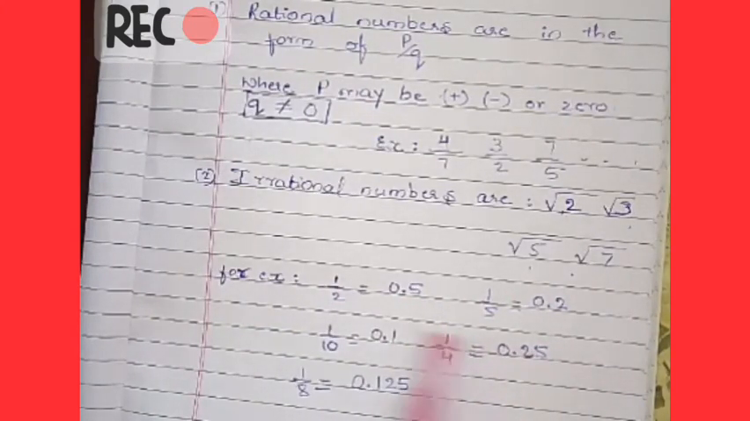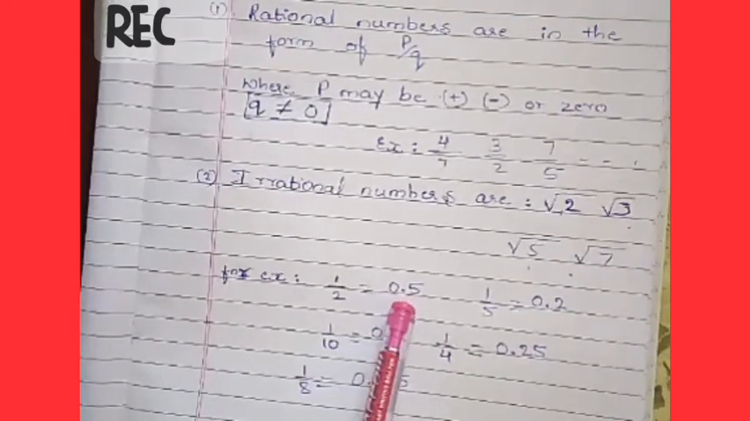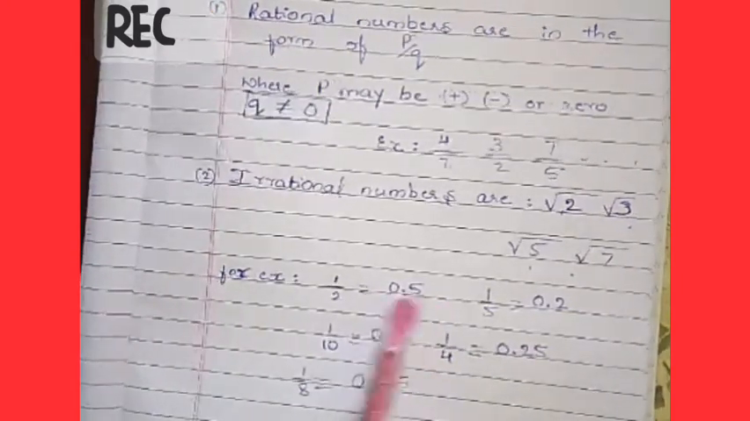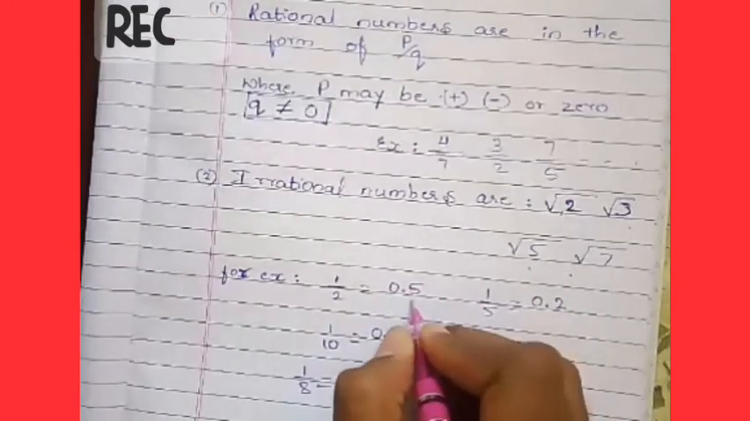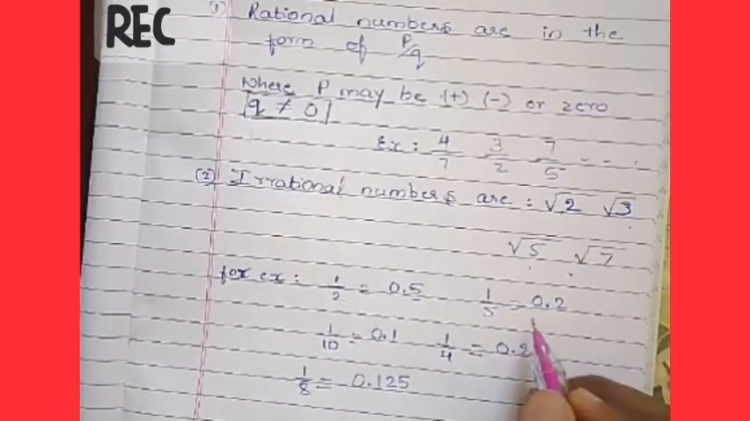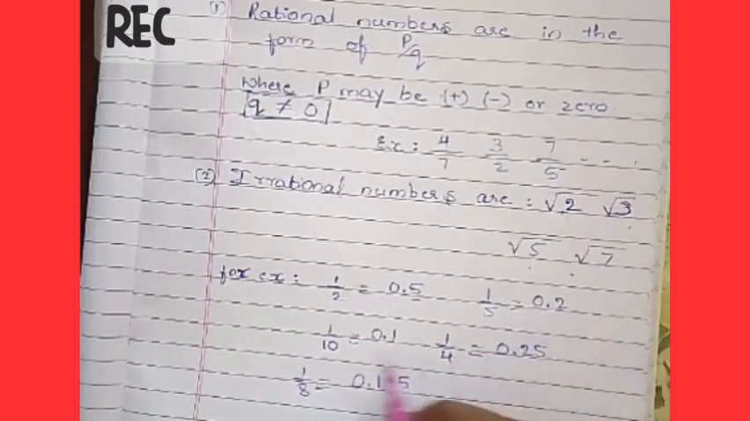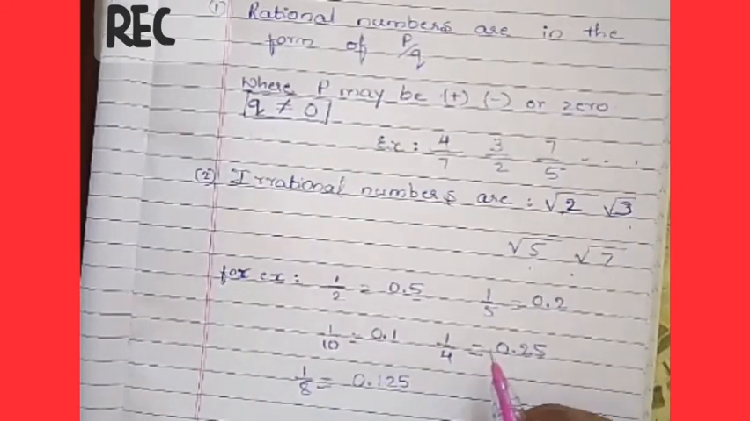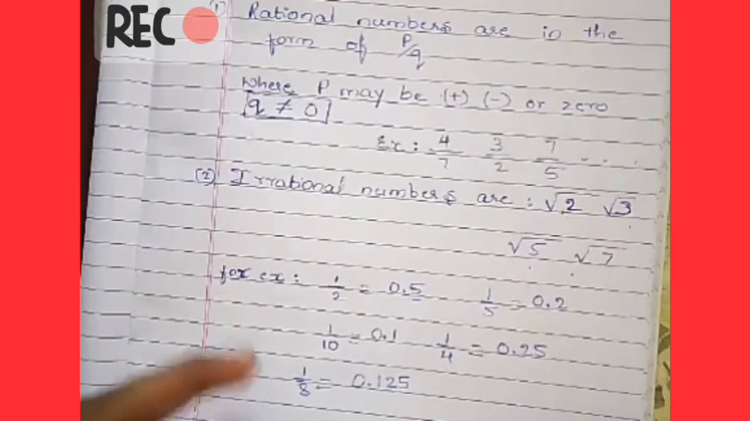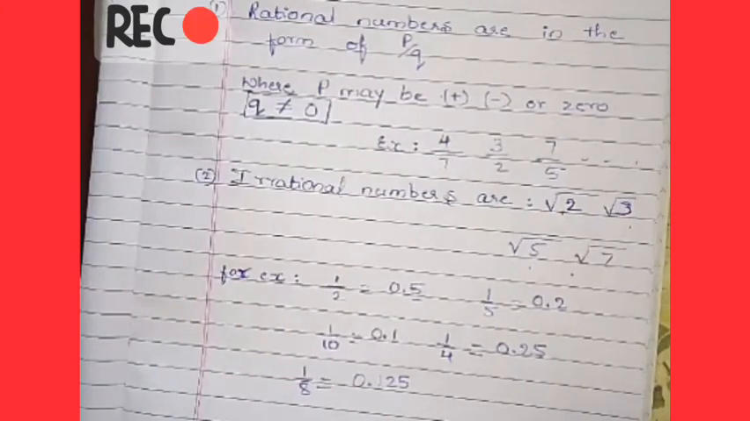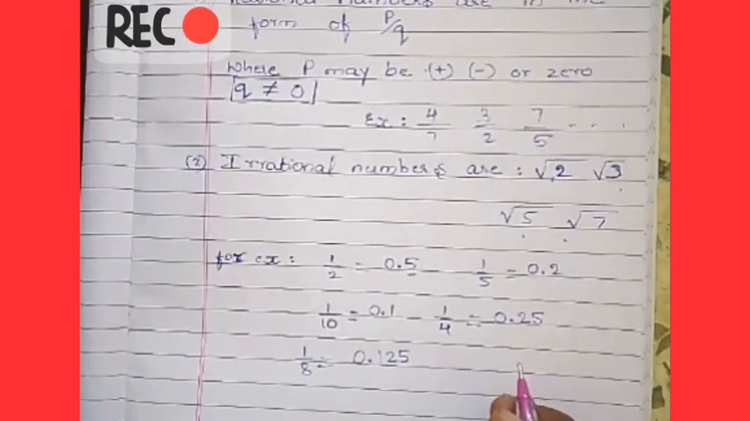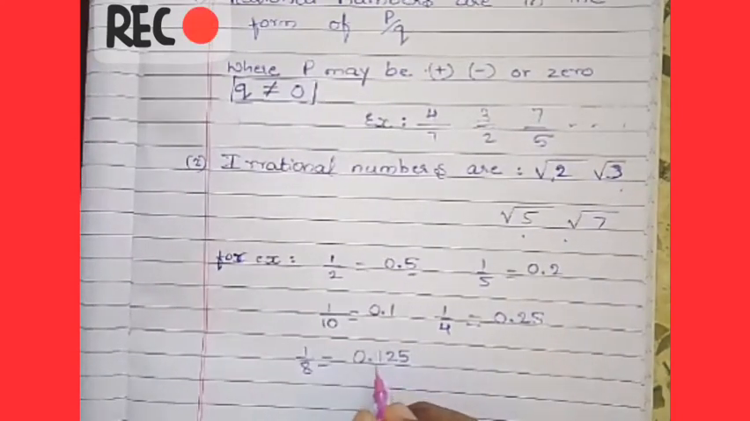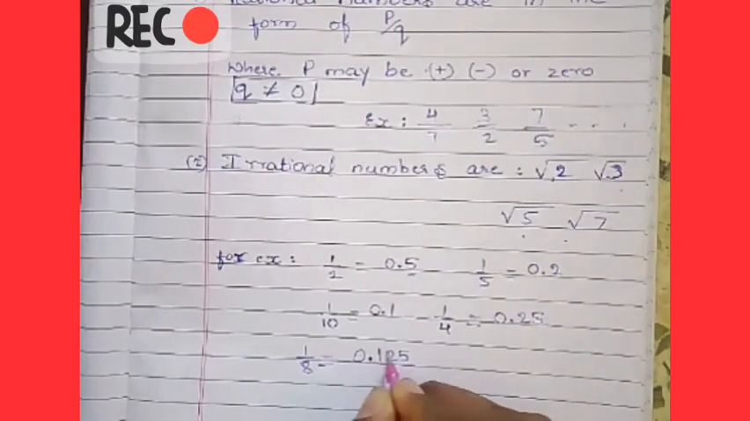So here we can count the numbers after the decimal point. Okay, see here, after the decimal point there is a 5, 0.5, so we can count this 5, and this is 1. So we can also count this 0.2, here 0.1, 0.25, 0.125. So we can count the numbers after the decimal point, which means they are finite. Okay, finite means the end.